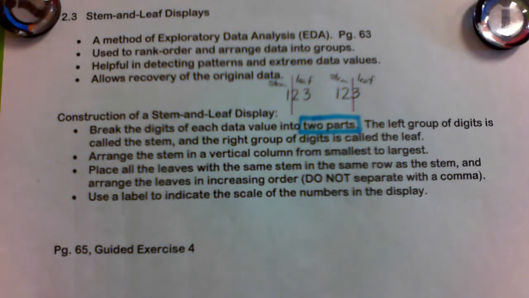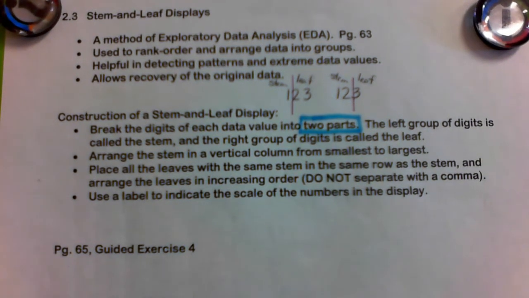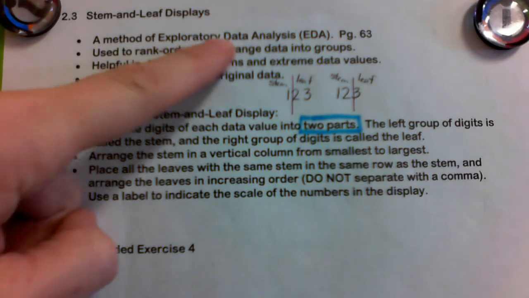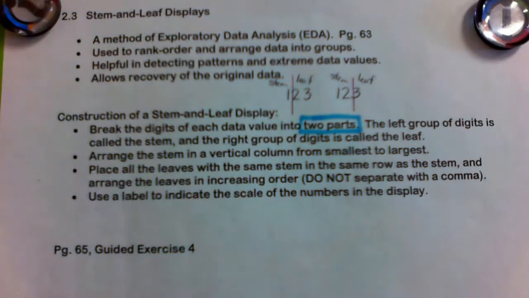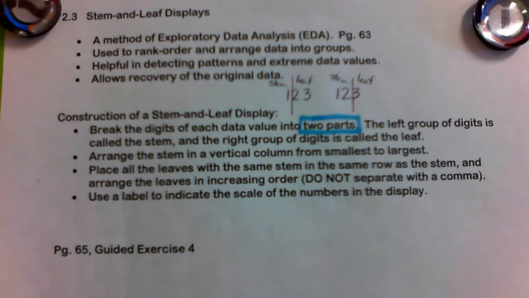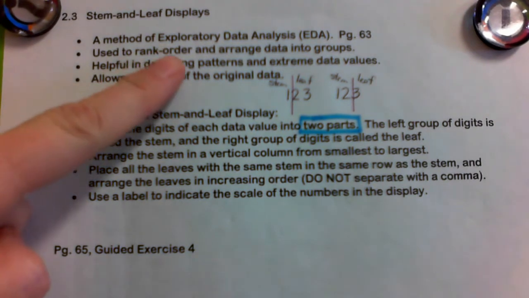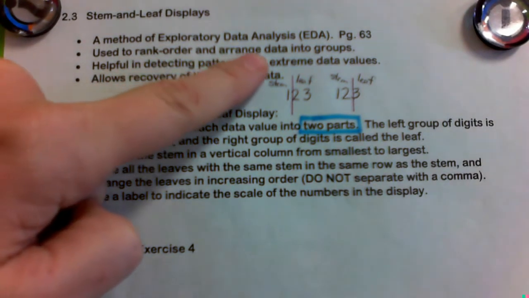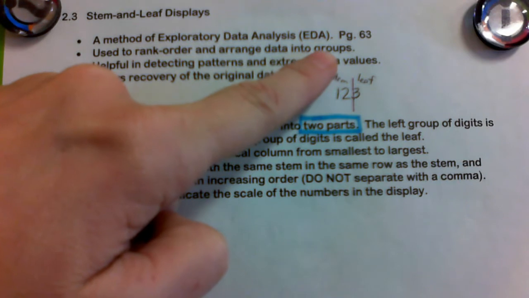Chapter 2.3 is talking about how to create what is called a stem and leaf display. It is an exploratory data analysis. I've given the page in your book that you can refer back to. The main reason to use this is to rank things in order and arrange the data into groups.